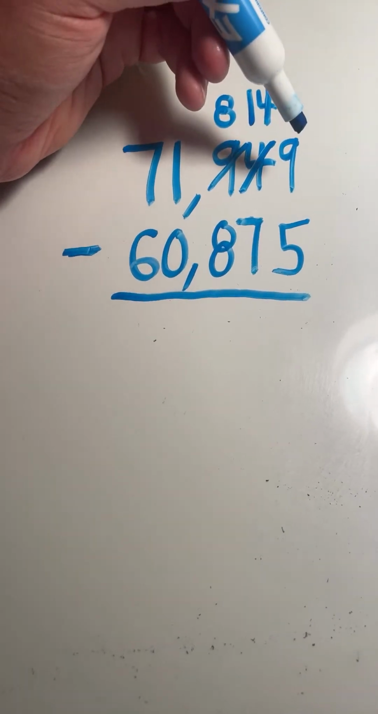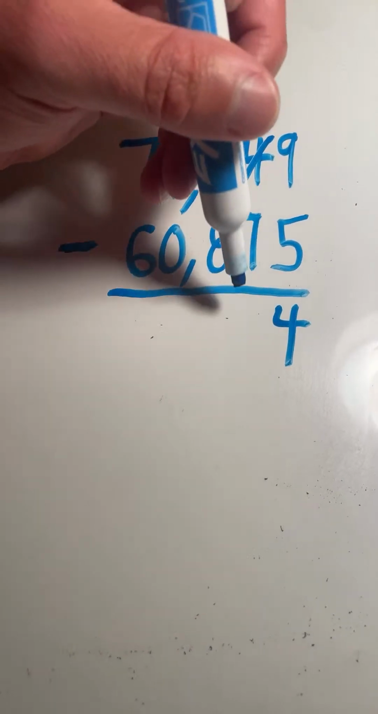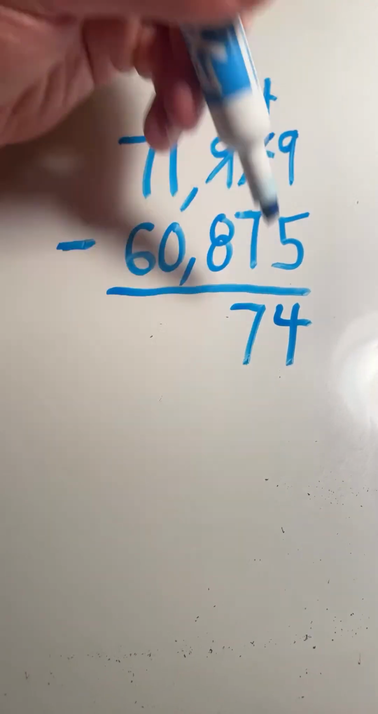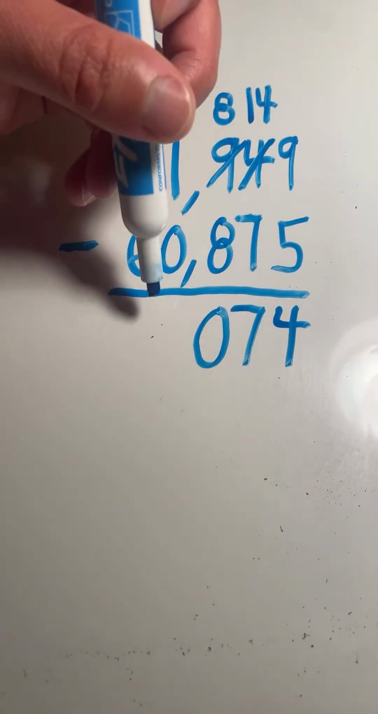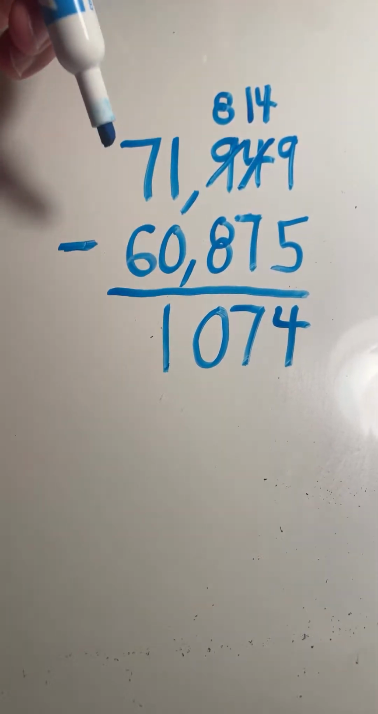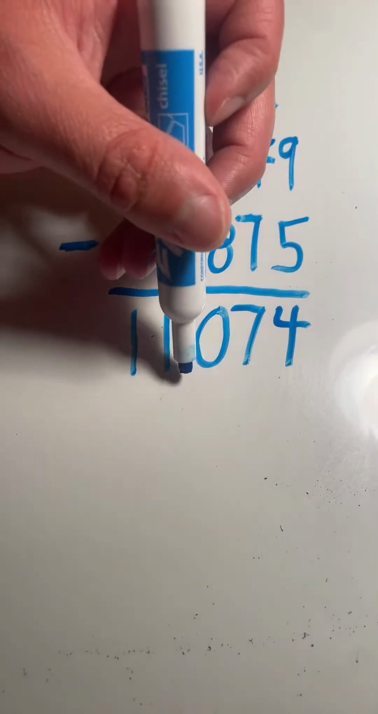So starting in the ones place, 9 minus 5 equals 4. 14 minus 7 equals 7. 8 minus 8 equals 0. 1 minus 0 equals 1. And 7 minus 6 also equals 1. And we have our final answer.